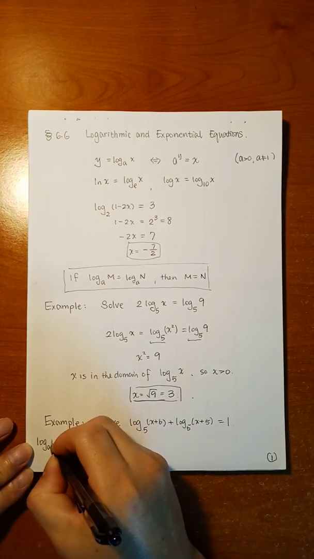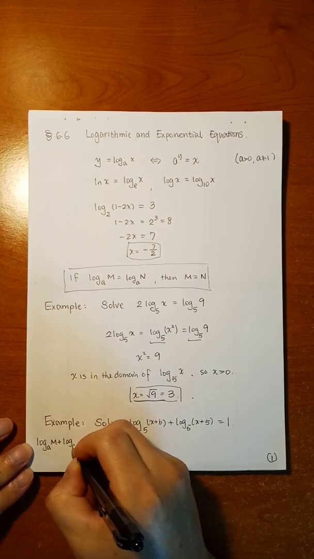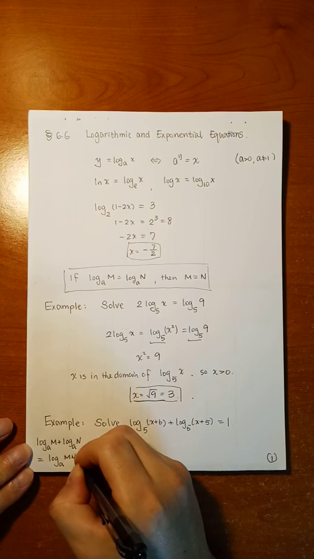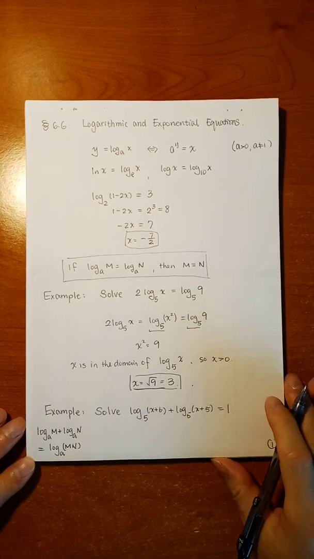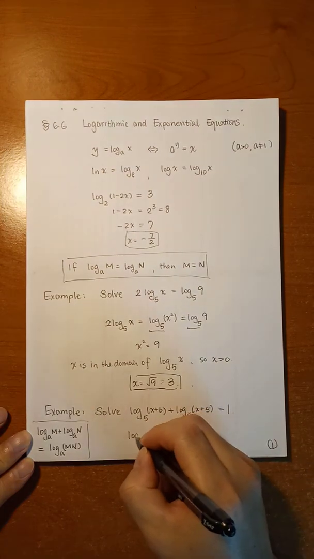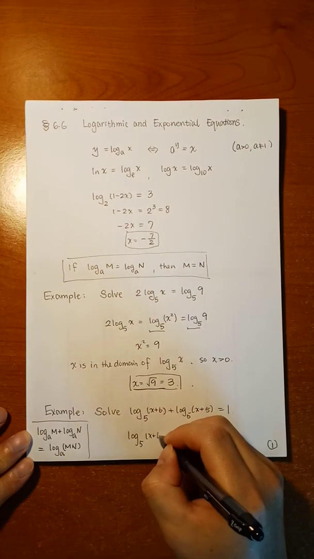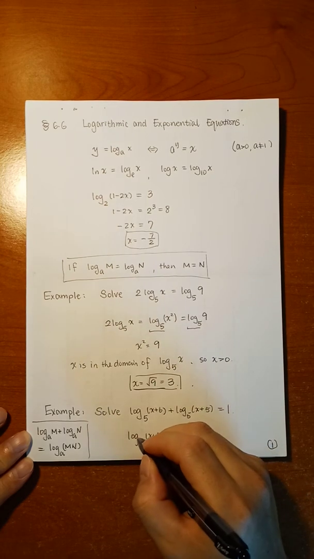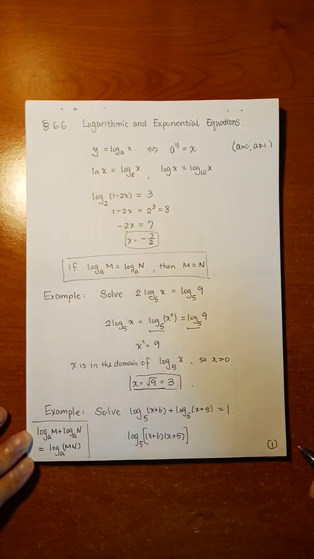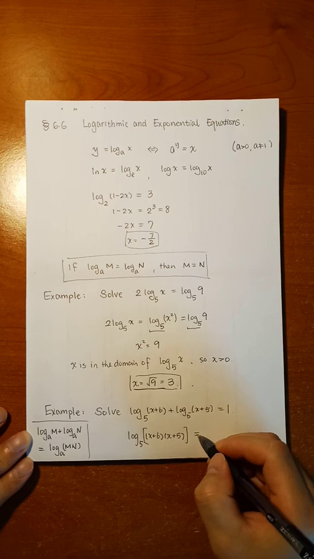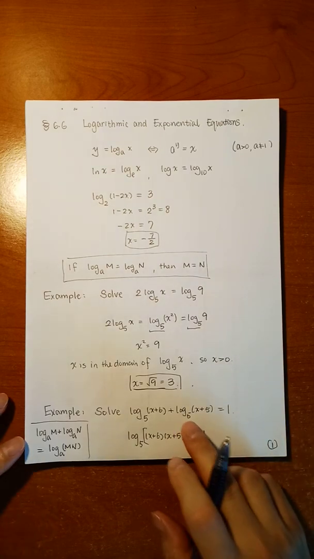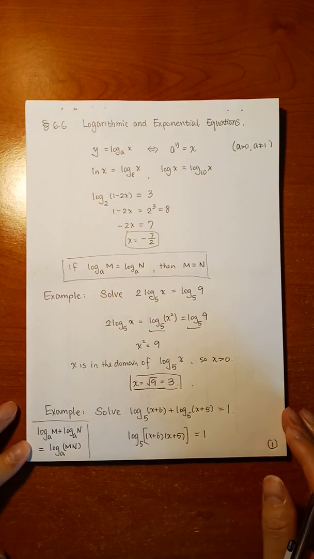Log a of m plus log a of n is equal to log a of m times n. Okay, so this is the property. So here we apply this property to the left hand side. We get log 5 of x plus 6 times x plus 5, the product, and it is equal to 1. So first we combine the sum together into one logarithm to the base 5.